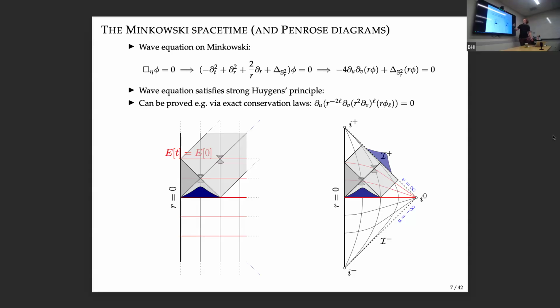And then you see that the solution really, just certain derivatives of the solution, are constant in integration, and U and V. So this is one proof of strong Huygens principle. And these exact conservation laws are something that I'll exploit quite heavily in a perturbed setting at later parts in the talk, which is why I mentioned them once.